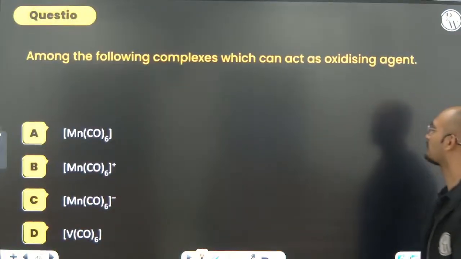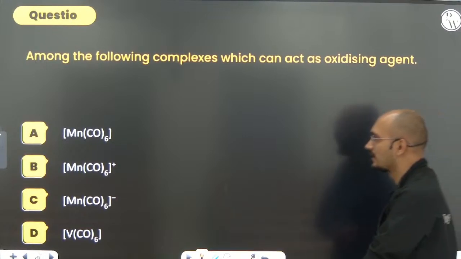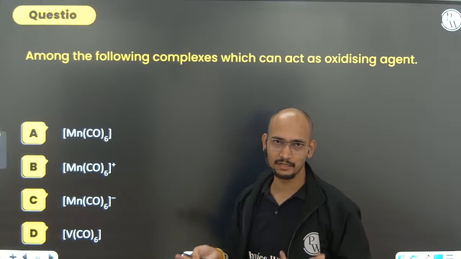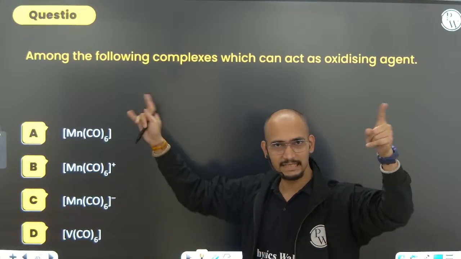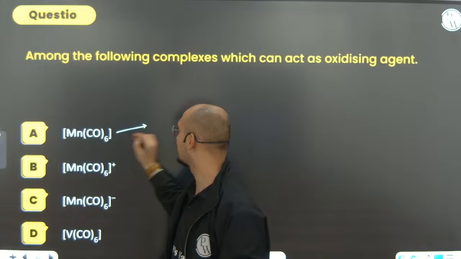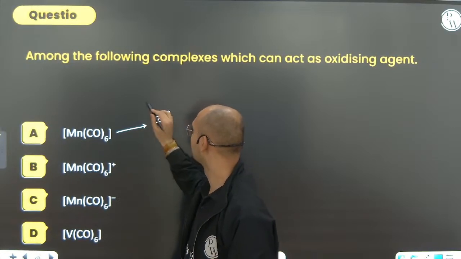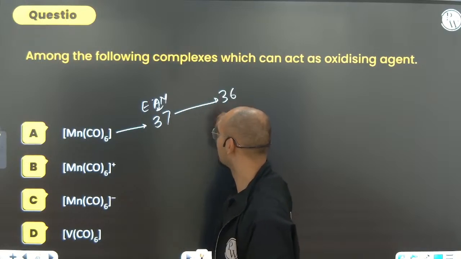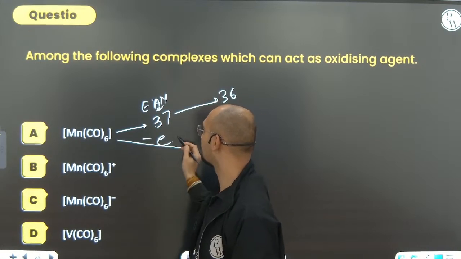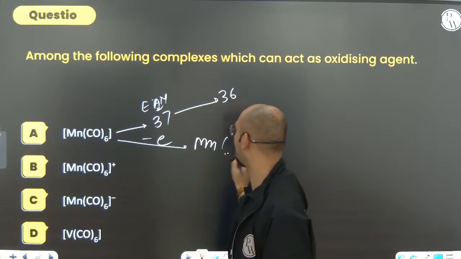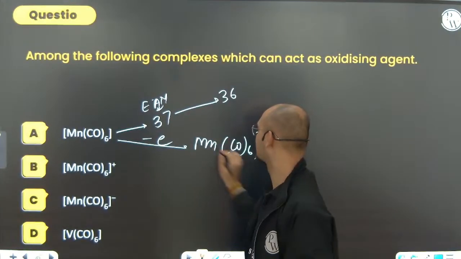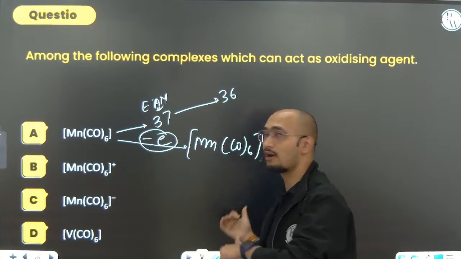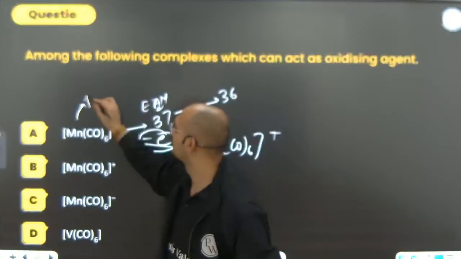Among the following complexes, which can act as an oxidizing agent? See, I have already talked about this. Who will act as an oxidizing agent? Where the effective atomic number rule applies. Here the EAN is 37. To convert into 36, it will remove one electron and convert into Mn(CO)6 plus. Because it is removing an electron, it is getting oxidized, so it is acting as the reducing agent.